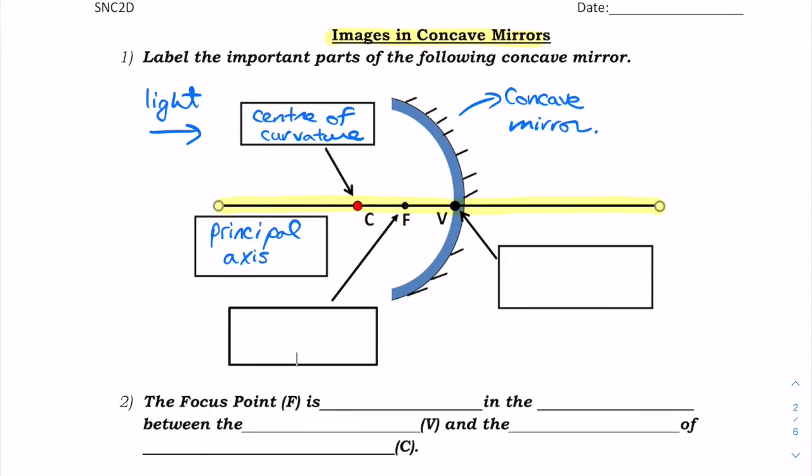Next up, you'll see a point labeled V. We call this point the vertex. And the vertex is defined to be the location where the principal axis crosses the mirror.